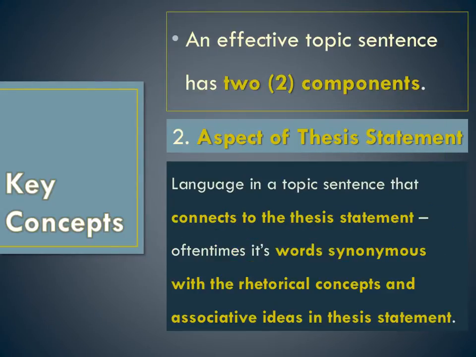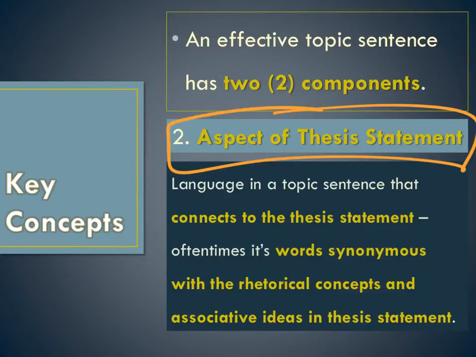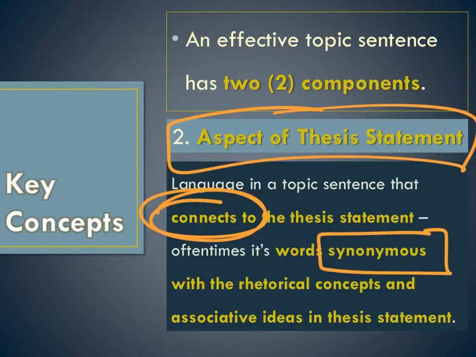The next very important component of a topic sentence is what's called an aspect of the thesis statement. At some point, I've got to see some language in the topic sentence that does a great job of connecting back to the thesis statement. A lot of times these can be exact words from your thesis statement. Other times it can be words that are synonymous with the rhetorical concepts that you're talking about in your thesis statement and the ideas that you are articulating in your claim.